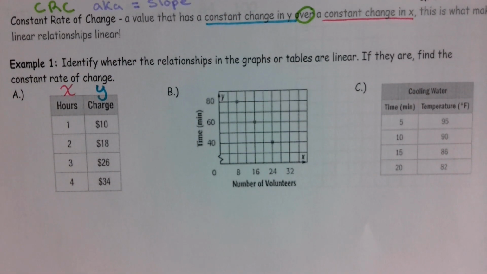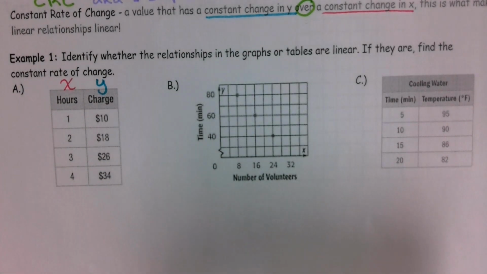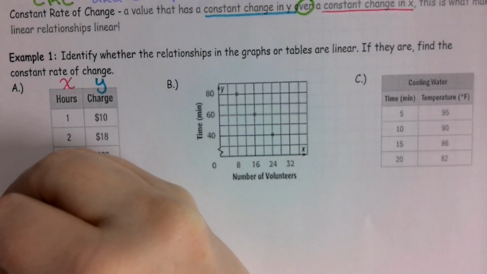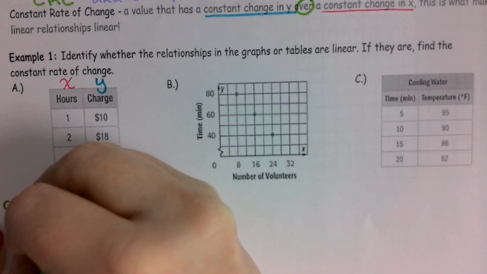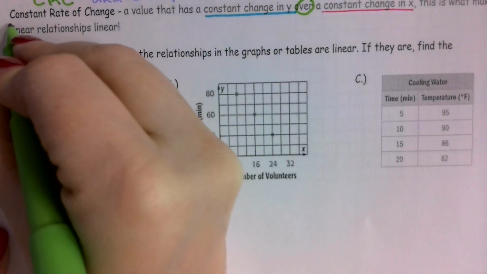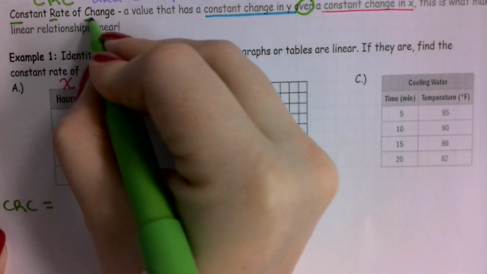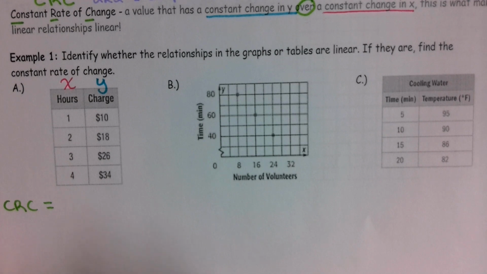Now when they're talking about the change that occurs in the y's and the change that occurs in the x's, that means you're going from one point to the next and seeing how you are increasing or decreasing from one y value to the next, or from one x value to the next. And that creates that rate of change, that constant rate of change. So CRC again, because that represents constant rate of change. I abbreviate it, makes it easier.